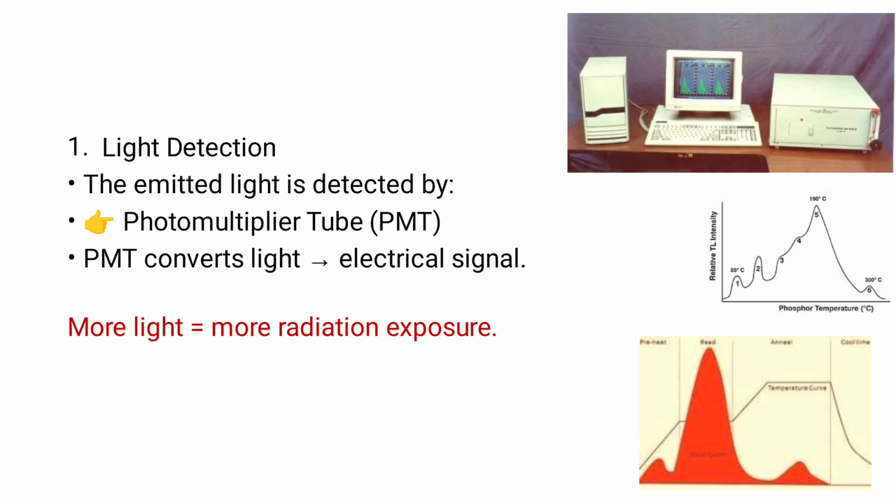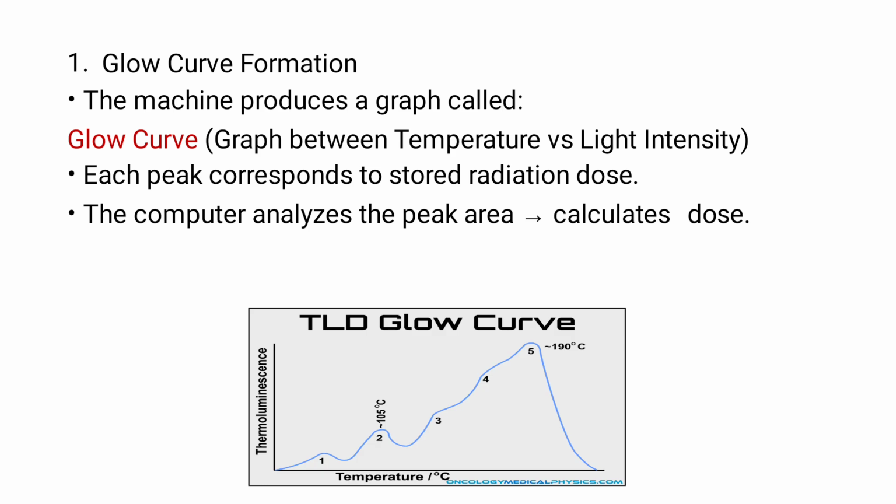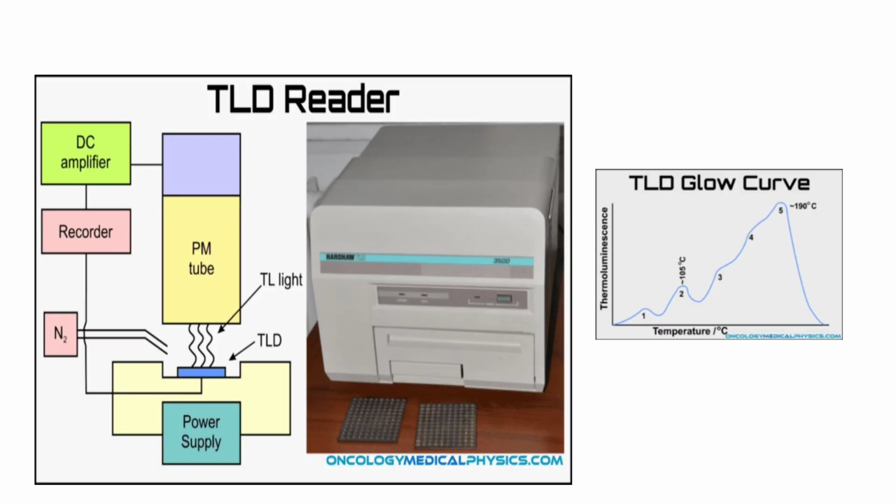So the curve has two axes. The x-axis will have the temperature and the y-axis will give the relative thermoluminescence intensity. So the curve which forms the information is called the glow curve, and what is this glow curve actually? It's a graphical representation between the temperature versus light intensity. Each peak corresponds to the stored radiation dose, and the entire dose received is analyzed by the computer as a calculated dose. So this is a TLD reader, and this is how we process the badge.